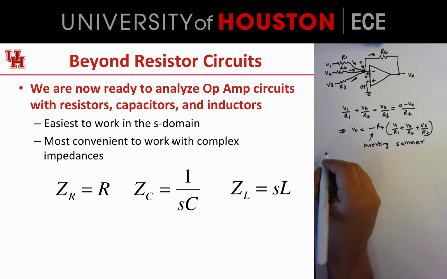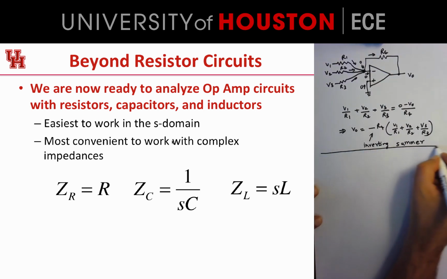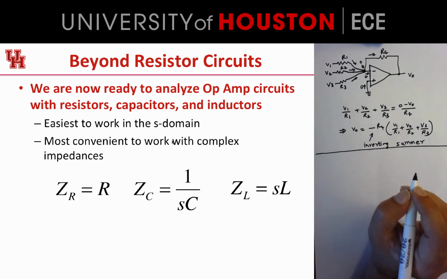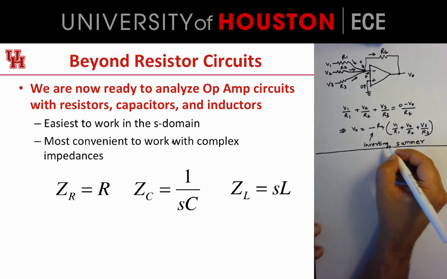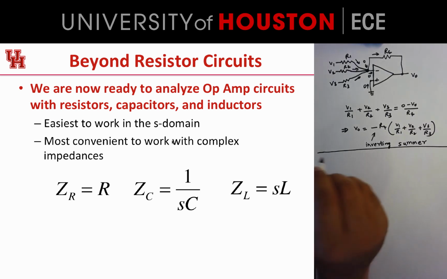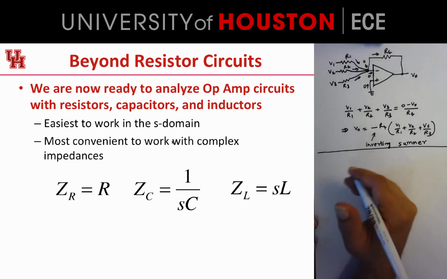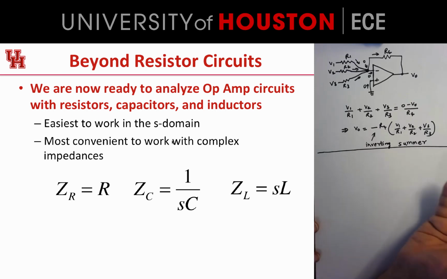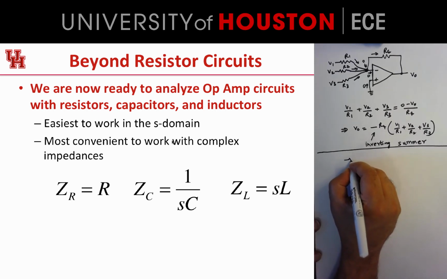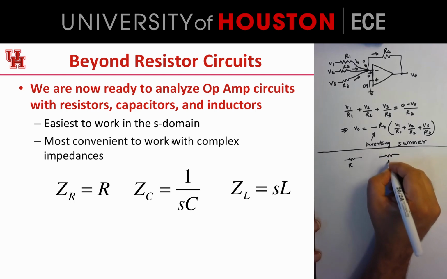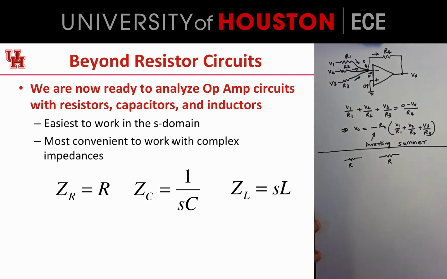So now let's move beyond resistor circuits and start to look at circuits that involve other components. We saw in the previous lectures that given a circuit, it can be transformed into its S-domain version. So if I have a resistor R in a circuit, this guy will stay the same. It doesn't look any different in the Laplace domain.